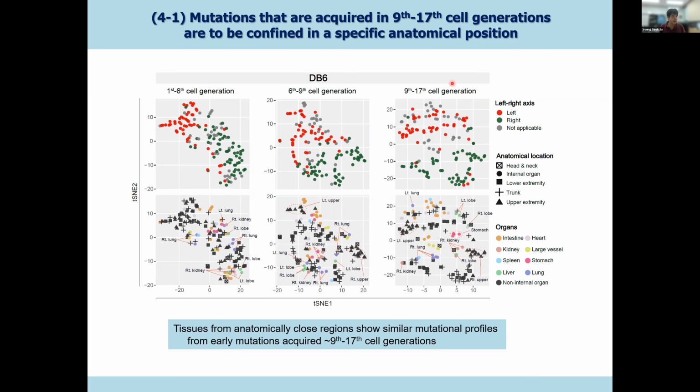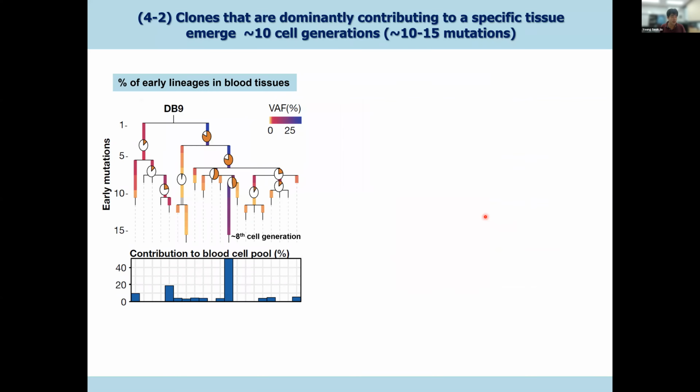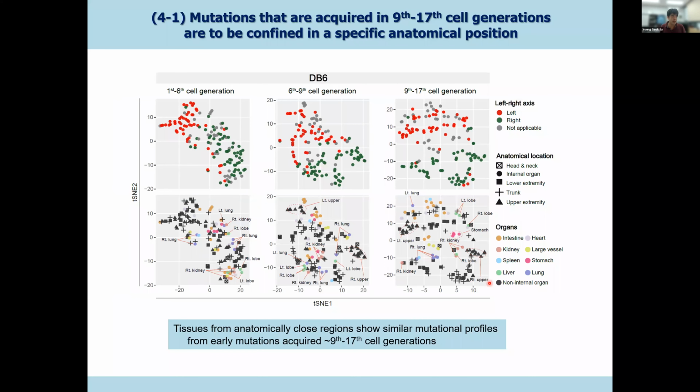And from this stage of mutations, we can say these mutations are confined to specific anatomical positions. For example, some mutations acquired at this stage are accumulated in the right upper extremity, or some mutations are only found in the stomach tissues, for example. So we can say tissues from anatomically close regions show similar mutation profiles of the mutations acquired at the 9th to 17th cell generations.